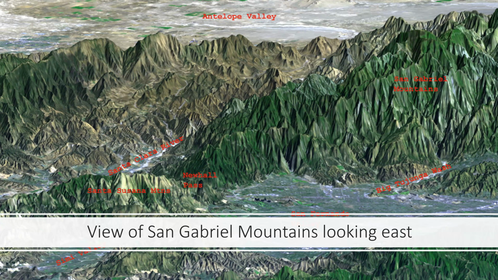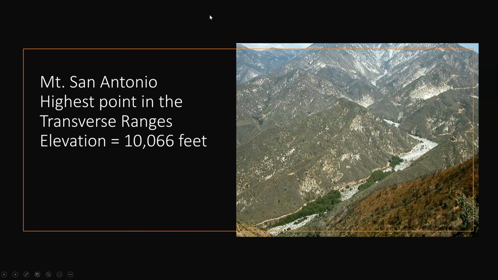So here's a look at the San Gabriel Mountains. Looking east, we have the Santa Susana Mountains. We have the Santa Clara River. Here's the San Gabriel Mountains, which are some of the highest peaks, and then Antelope Valley out in the distance there. Mount San Antonio is the highest point in the Transverse Ranges at an elevation of 10,066 feet.